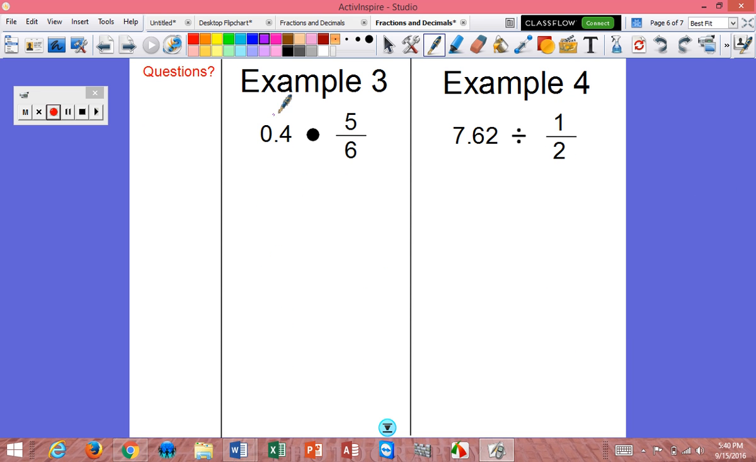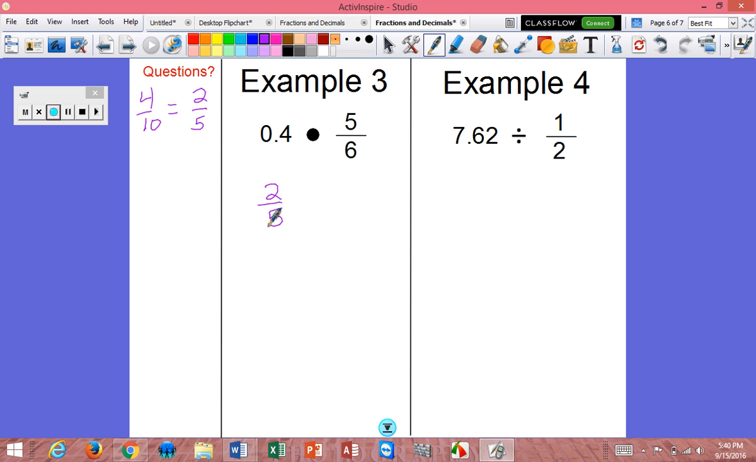Alright, example 3, we have 0.4 times 5/6. Okay, now I said you don't have to convert if you're multiplying or dividing. Here's what I mean by that. 0.4, that's 4/10. And if we reduce that, we would have 2/5.